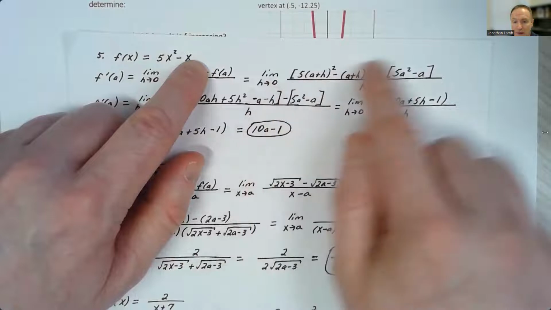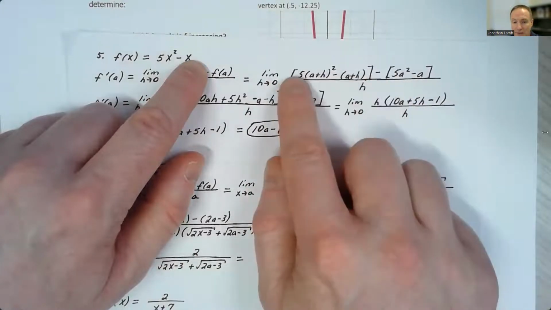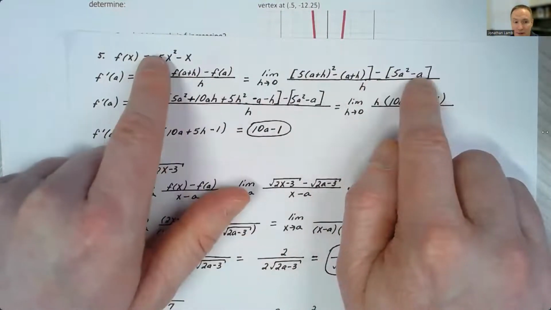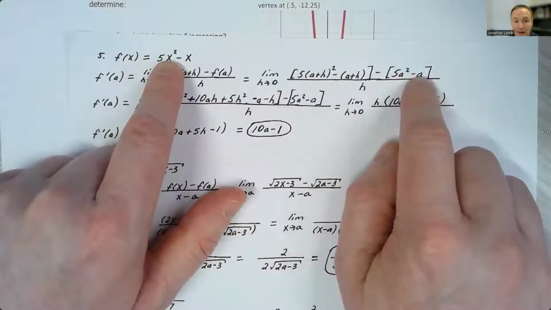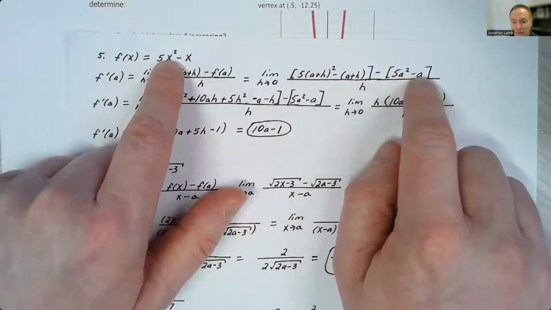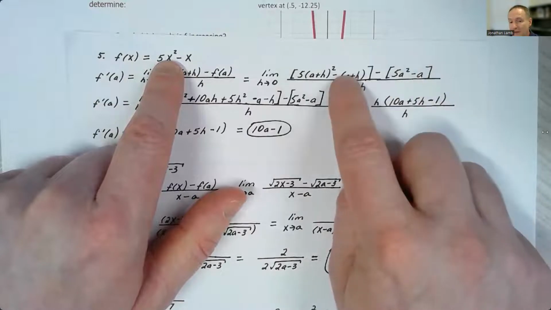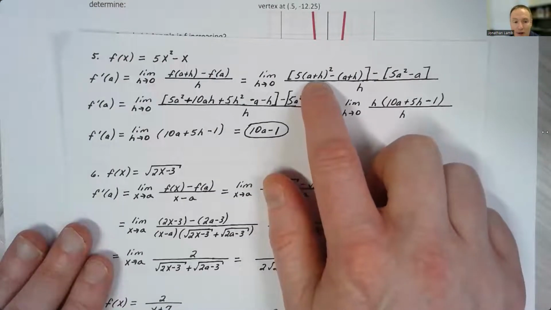I always group f of a plus h with a bracket. All of that is f of a plus h. Now, we're subtracting f of a from that. Well, f of a is just my function evaluated at a. So instead of 5x squared minus x, it's 5a squared minus a. Now, I know that the terms of f of a and f of a plus h always cancel. Before I can cancel any, though, I need to go ahead and do the algebra on that first group.